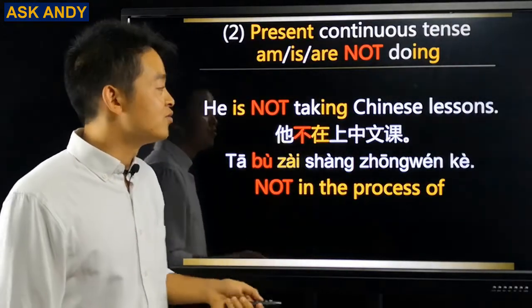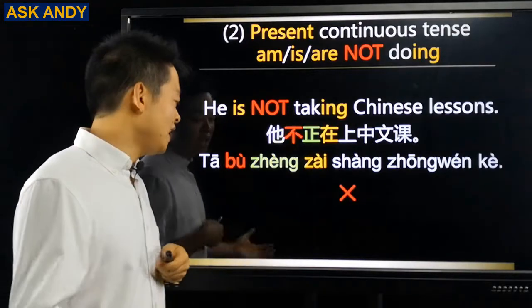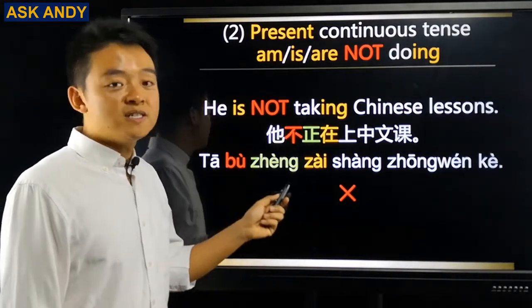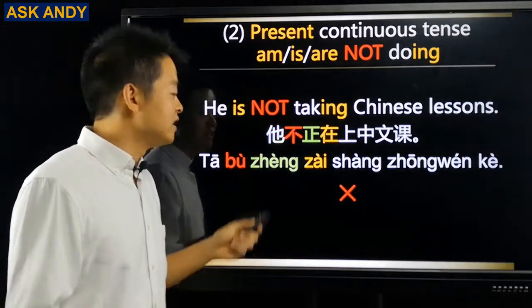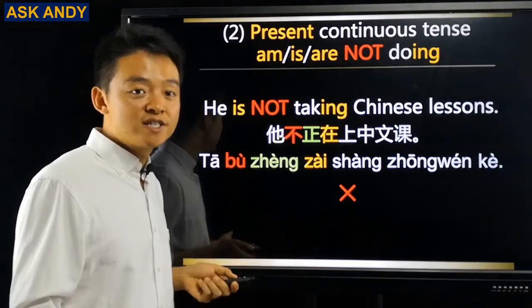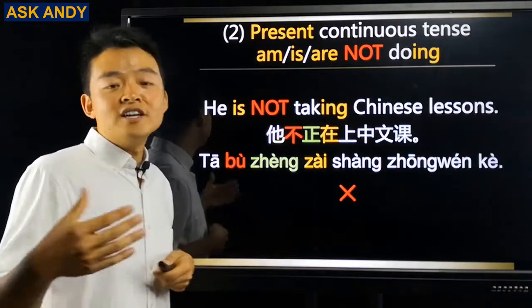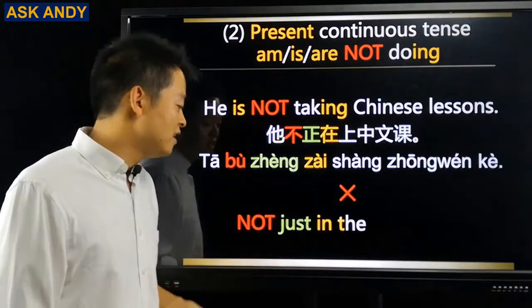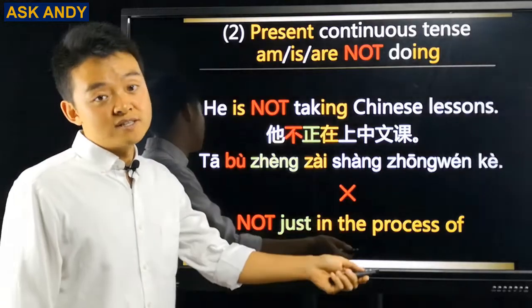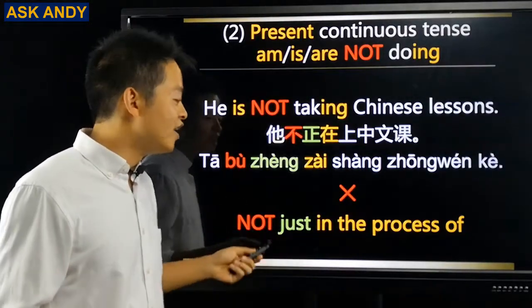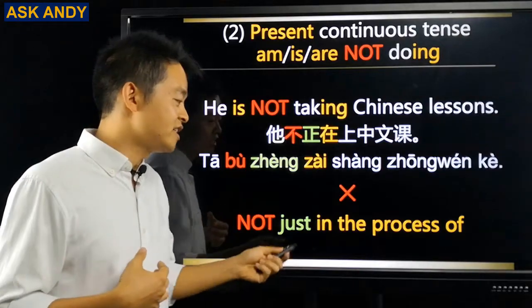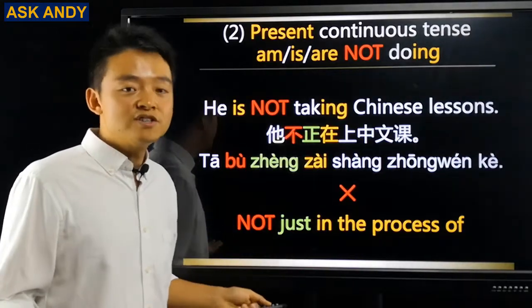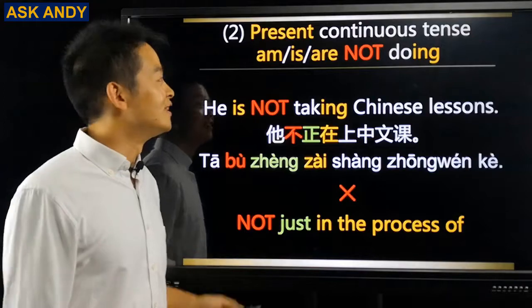But here, I need to remind you, we won't say 他不正在上中文课. Why? Because I let you know before, this 正 is just. When we negate, it's not necessary for us to say not just in the process of. It's okay for us to say not in the process of. It's also easy to understand in English. Let's move on.